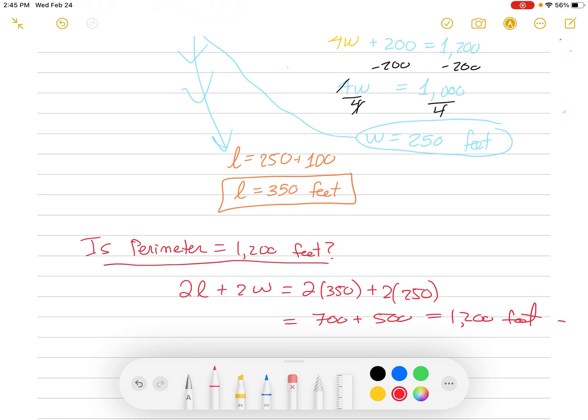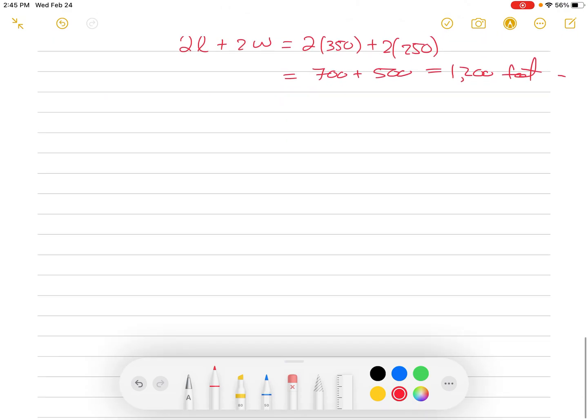Do you have to check it? You really don't, but it's always a great idea, at least mentally. If you're not going to do it on paper, do it mentally to make sure that your answer to your problem makes sense. Okay, so that's my first word problem.